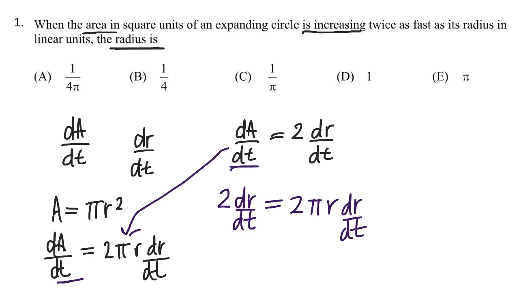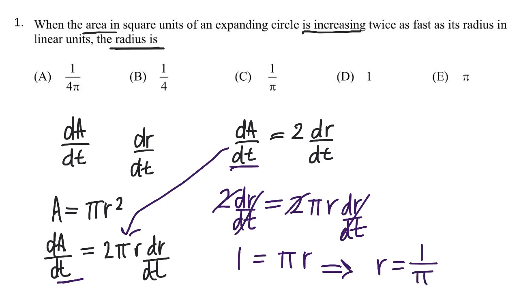And so notice if we start dividing things out, our 2's will cancel and our dr dt will cancel. And so we have 1 equals pi times the radius. And we're asked, well, what is the radius? So from this equation, we see that the radius has to be 1 over pi. There's a couple of ways to do this, but this is just the way I chose to do it. So our answer should have been C.